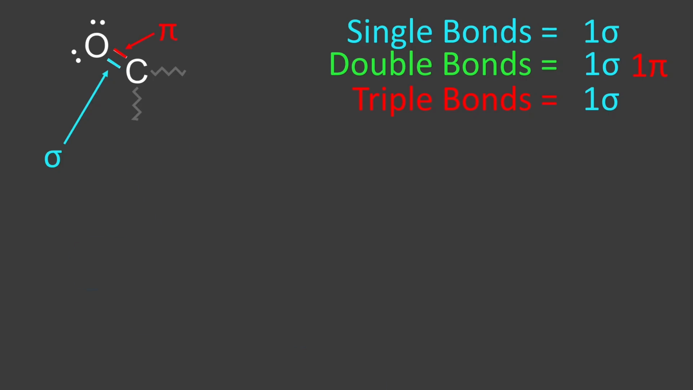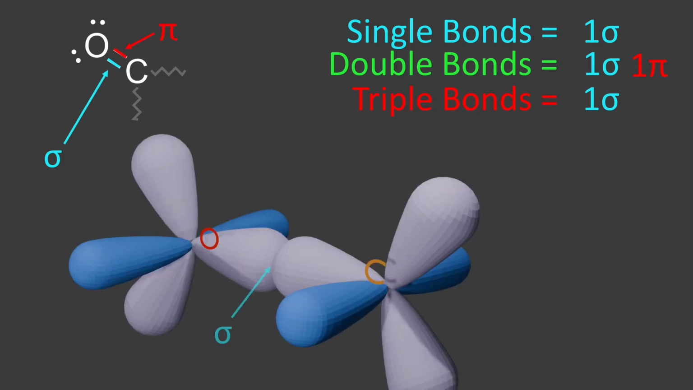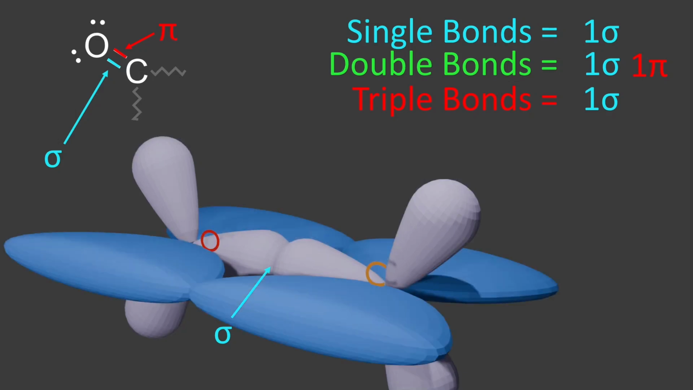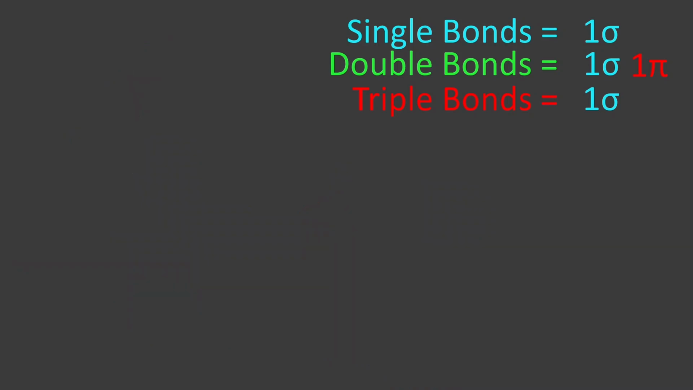In 3D, you would have the head-to-head overlap, just like before, and then this p orbital and this p orbital will overlap to form the pi bond. Note that even though it overlaps at 2 sides, it's still only 1 pi bond. Triple bonds have a sigma bond as well as 2 pi bonds. The 3 lines in a Lewis structure represent the 1 sigma bond and the 2 pi bonds.